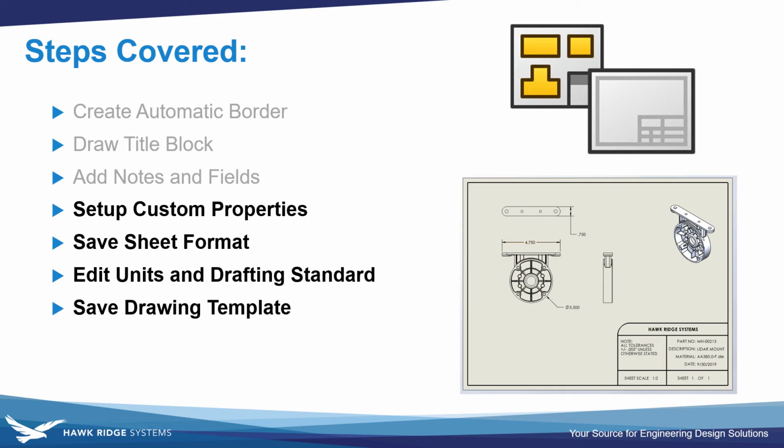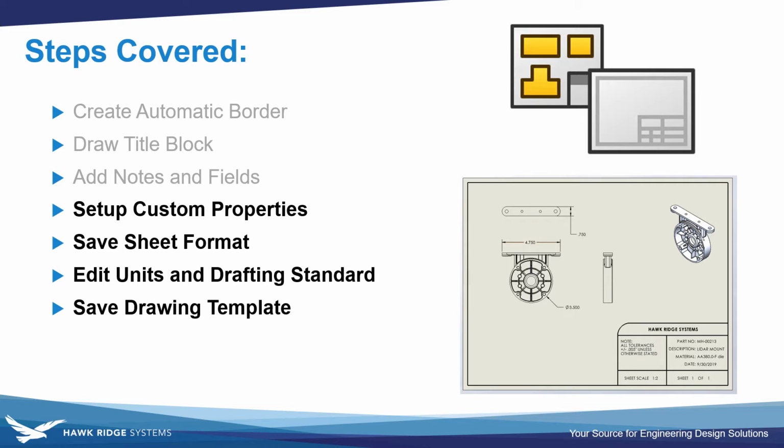So in a previous video, linked in the description below, we covered creating your own border for your desired sheet size on a SOLIDWORKS drawing, drawing a title block, and adding any relevant notes and fields there. Now we're going to continue on setting up our custom properties to automatically populate the data that we want on our drawing template. We'll save out our sheet format, specify our units and drafting standard, and finally save out the drawing template.